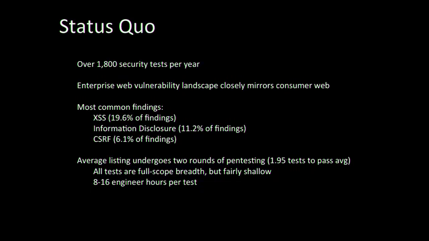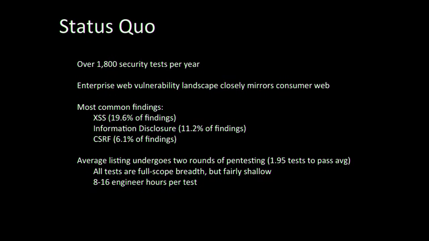Which might be surprising to you, might not, but you think about it, it's basically the same developers developing these apps. So our most common findings: cross-site scripting makes up 20% of our findings. Of all the vulnerabilities we found, 20% of tests include XSS. Information disclosure, about 11%. Various types of CSRF, about 6%.